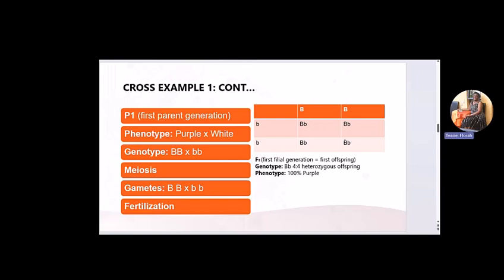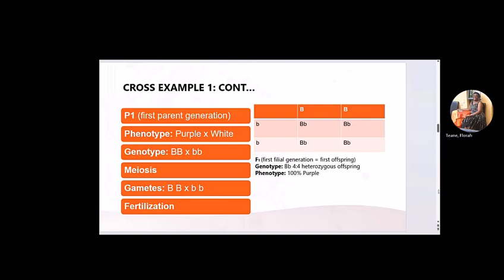So these are the offspring. All these 4 represent the first filial generation. And then, what is the genotype? All of them have capital letter B and small letter b. Because these pair of genes and alleles are different, we call them heterozygous offspring. The word hetero means they are different. And what is the phenotype? Since they contain a capital letter that shows dominance, they are all purple.